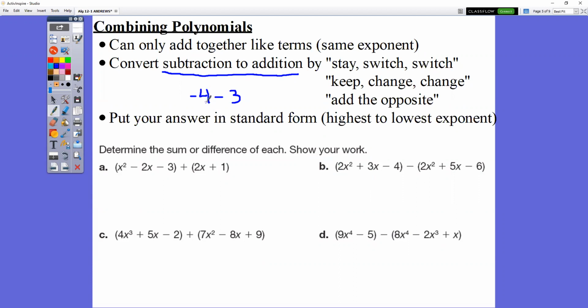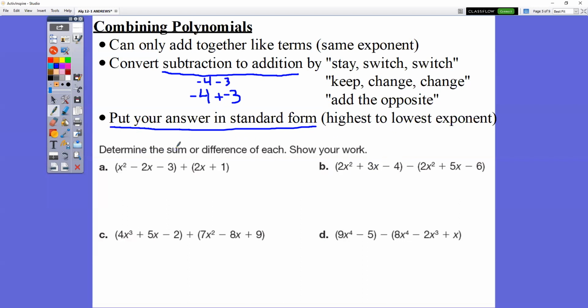You're keeping this one the same. You're changing your minus sign to a plus sign, and you're changing your positive to a negative. So you learned probably one of these 3 sayings: stay, switch, switch, keep, change, change, or add the opposite. You made a subtracting question. Remember, this was really our question, -4 minus 3. You learned one of those sayings to make it into an addition question. That's what we're going to do today. Then you have to put your final answer. You always want to put your final answer in standard form. Remember, standard form is your highest exponent to your lowest exponent in that order.